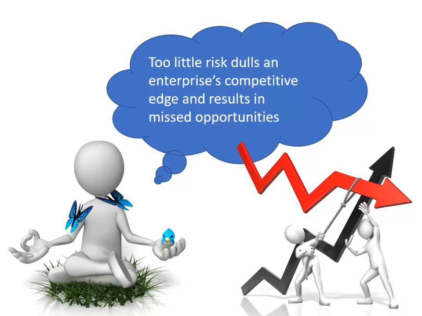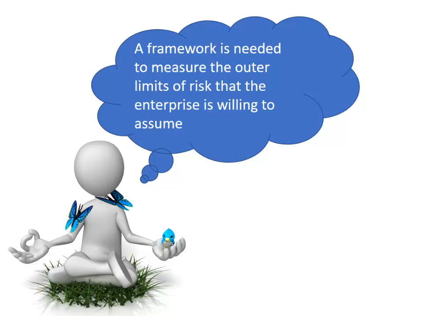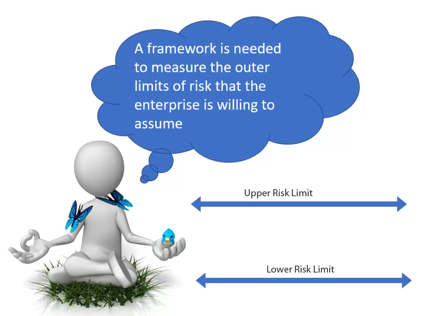An enterprise's risk appetite determines how far an organization is willing to go with its exposure to risk without adversely affecting the enterprise's performance. An enterprise needs a framework to measure the outer limits of risk that the enterprise is willing to assume. They need to define the upper and lower risk limits for the organization.